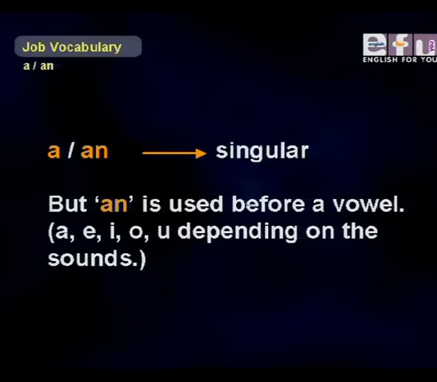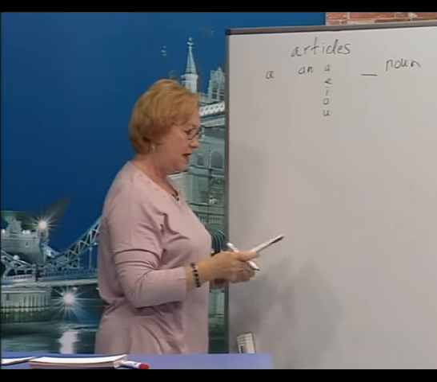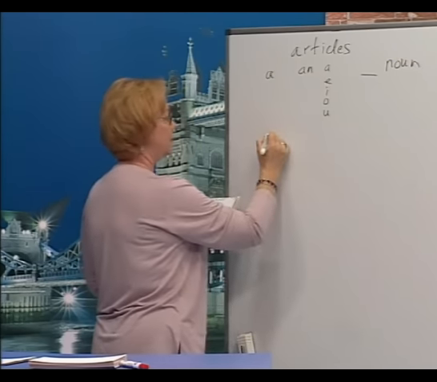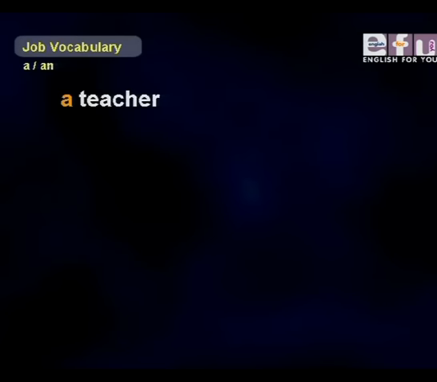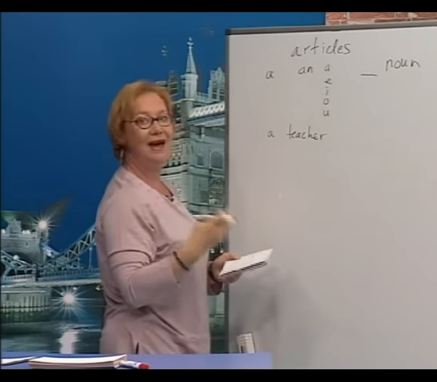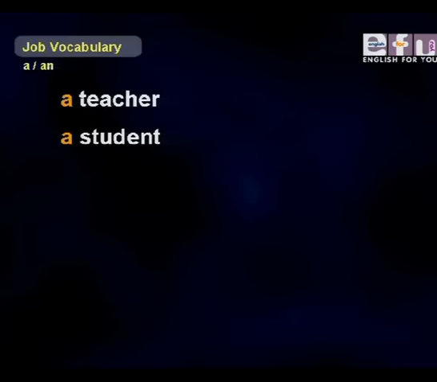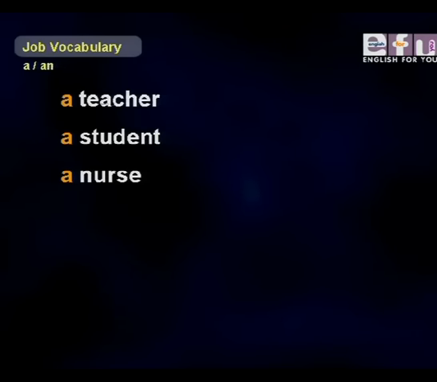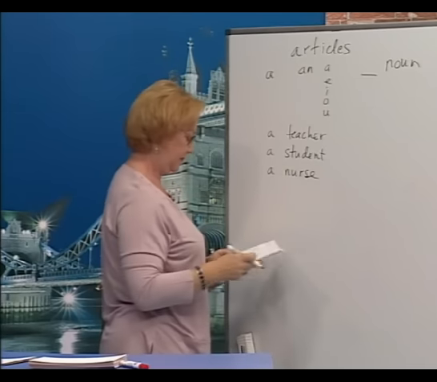Now, usually for a, before a noun, but an is used before a, e, i, o, u, depending on the sound. Now, we'll look at some examples. A teacher. A student. A nurse.